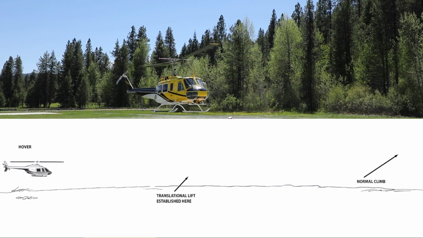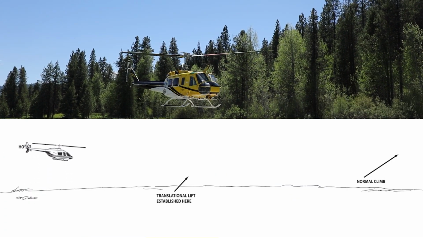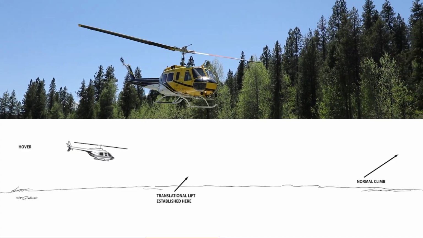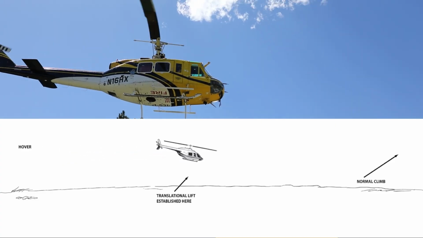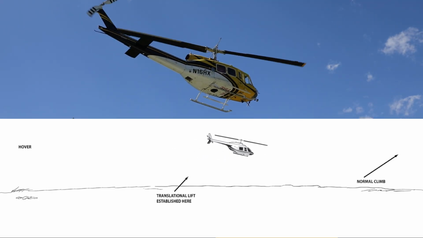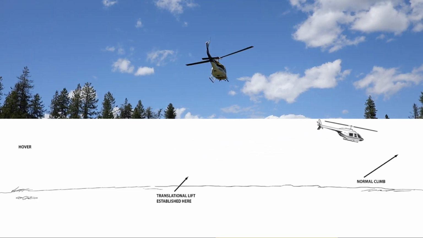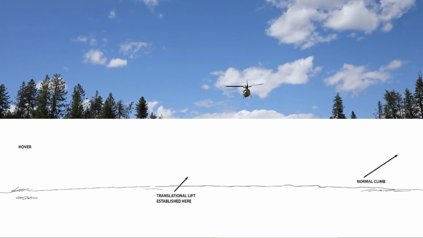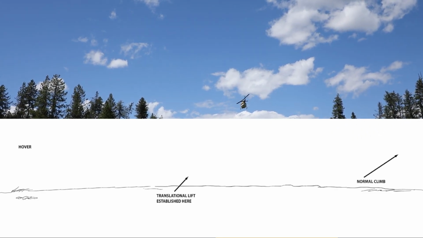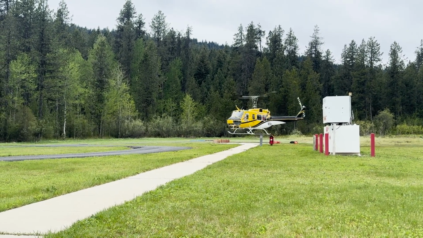A normal takeoff consists of bringing the helicopter up to an in-ground effect hover and translating the helicopter into forward flight. Additional lift is created as the helicopter moves from the turbulent air created from hovering to undisturbed or clean air in forward flight. This is called translational lift. Translational lift occurs at about 16 to 24 miles per hour.